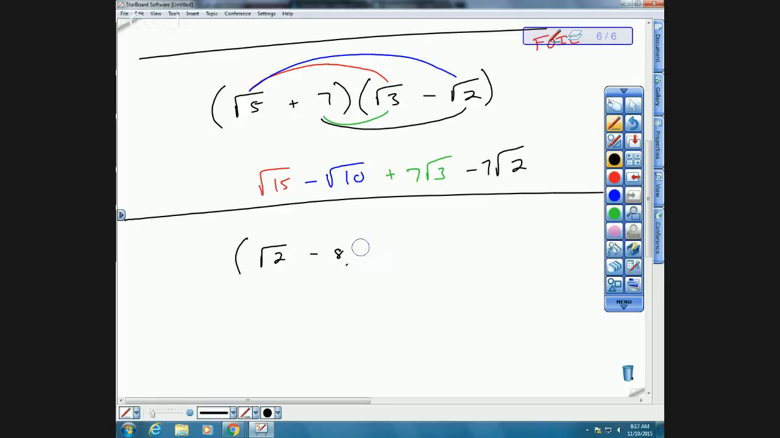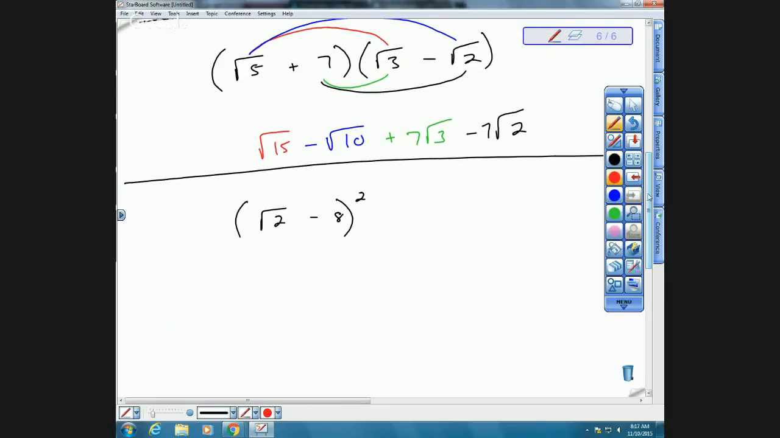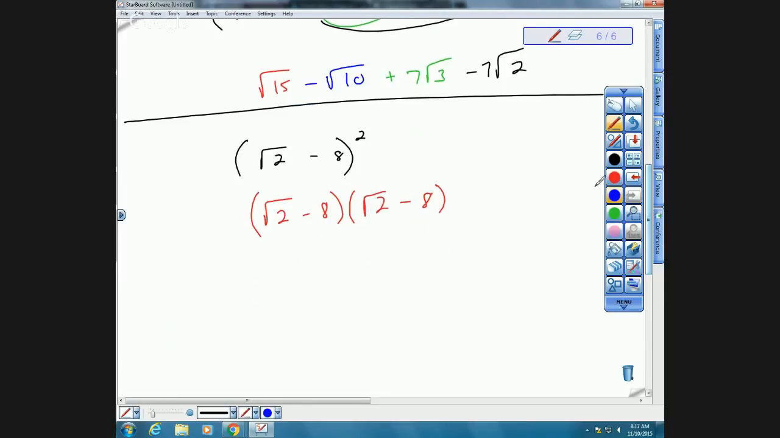What if I have this right here? What does that mean? FOIL. I'm doing FOIL, right? I got to make sure I FOIL, so I do the square root of 2 minus 8 times the square root of 2 minus 8. So square root of 2 times the square root of 2 would be the square root of 4, which is 2. We'll talk about that after this problem.